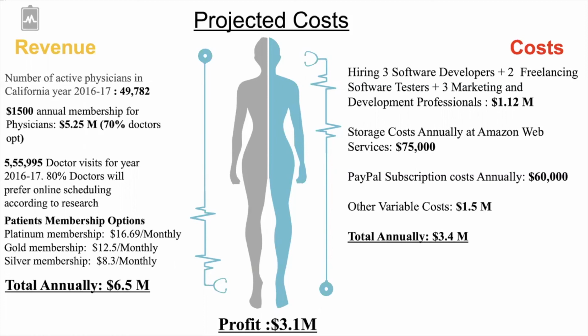In the cost section, we saw that we will need 3 software developers, 2 software testers, and 3 marketing and development professionals, which will cost us about 1.12 million for a year. We also saw that storage cost annually at Amazon Web Services will be $75,000. The PayPal subscription cost would be $60,000, and including other variable costs would be $1.5 million. So the total annual costing would be $3.4 million. So by the calculation, we found that every year we will gain a profit of 3.1 million.